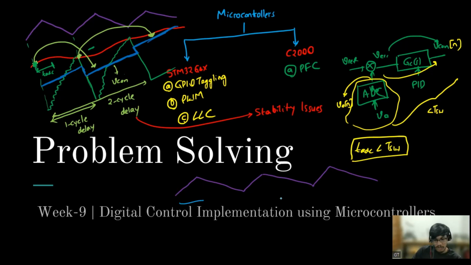Say this is V naught, and this sample will be reflected as reference here.